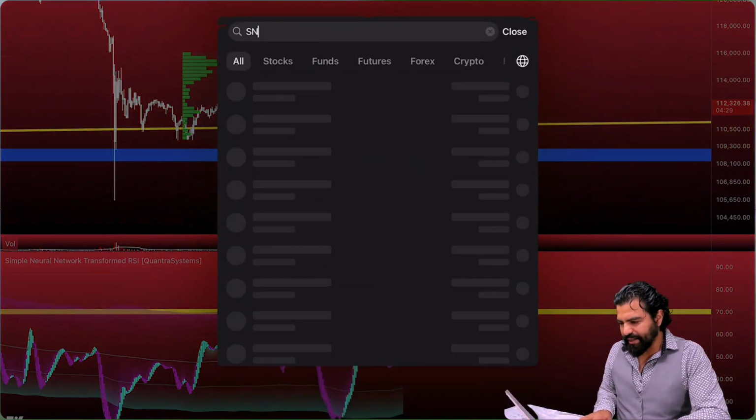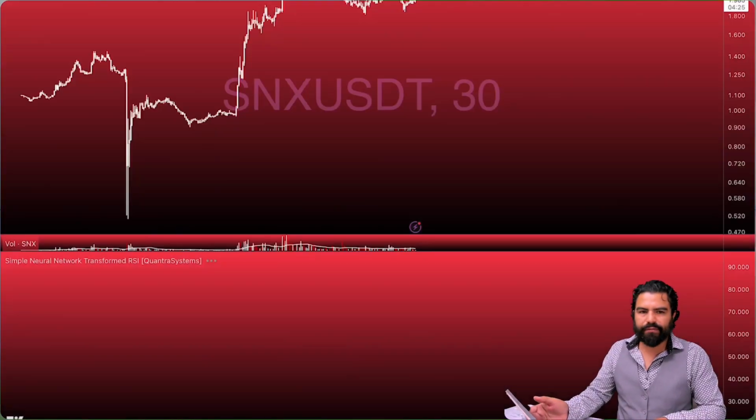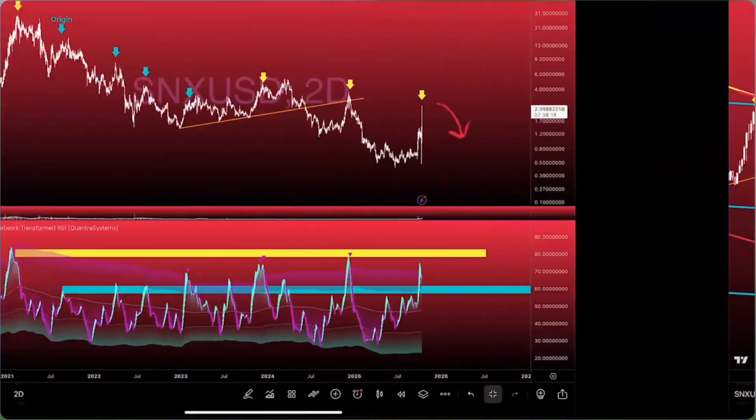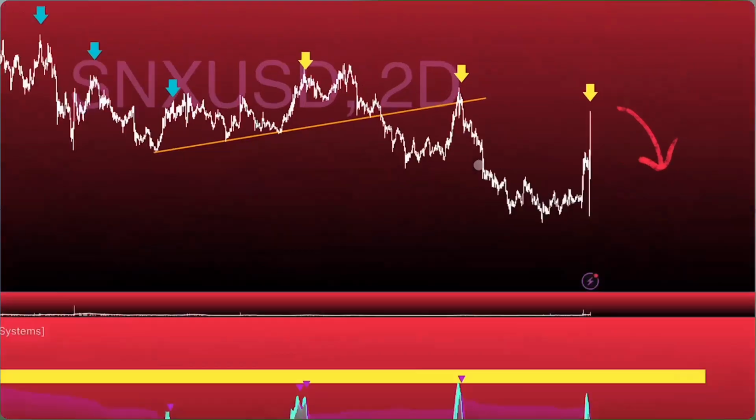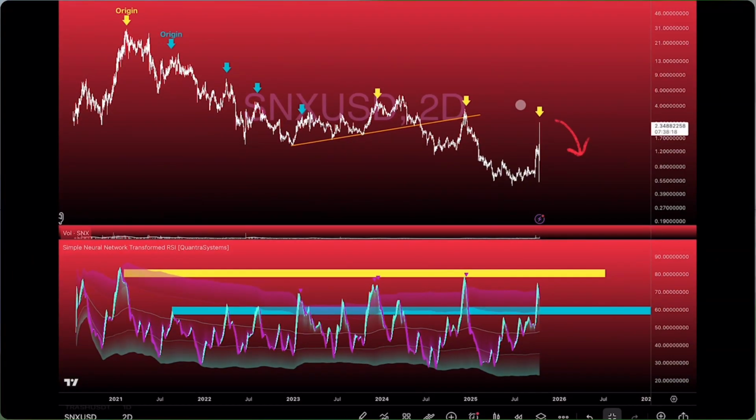Let me use the SNX example. This is a trade that I'm in live right now, a shorter trade. We looked at SNX and we saw that again SNX was hitting resistances. We're still in a large downtrend.